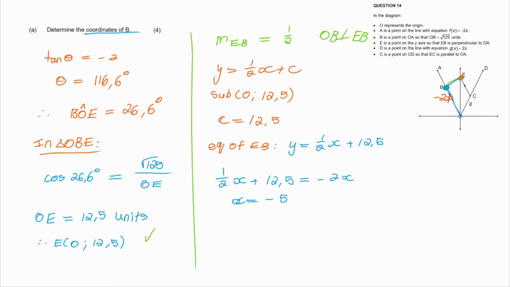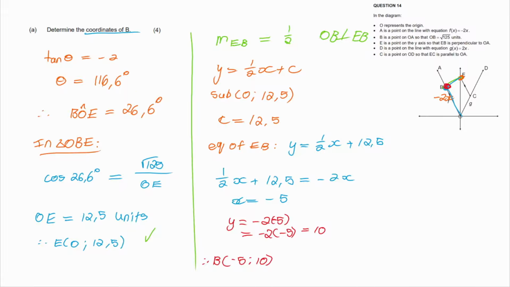To find the y part of the coordinate, y is equal to minus 2 times negative 5, which is 10. Sorry, as soon as I said negative 10, alarm bells were ringing because I knew my y needed to be positive. That's why it's important to check sometimes, because little mistakes do happen. So the coordinates of B are negative 5, 10.